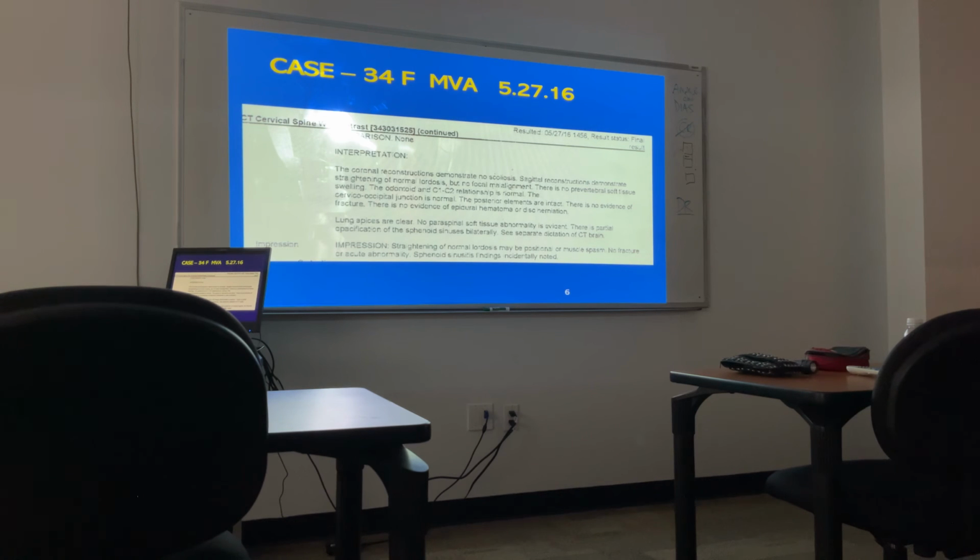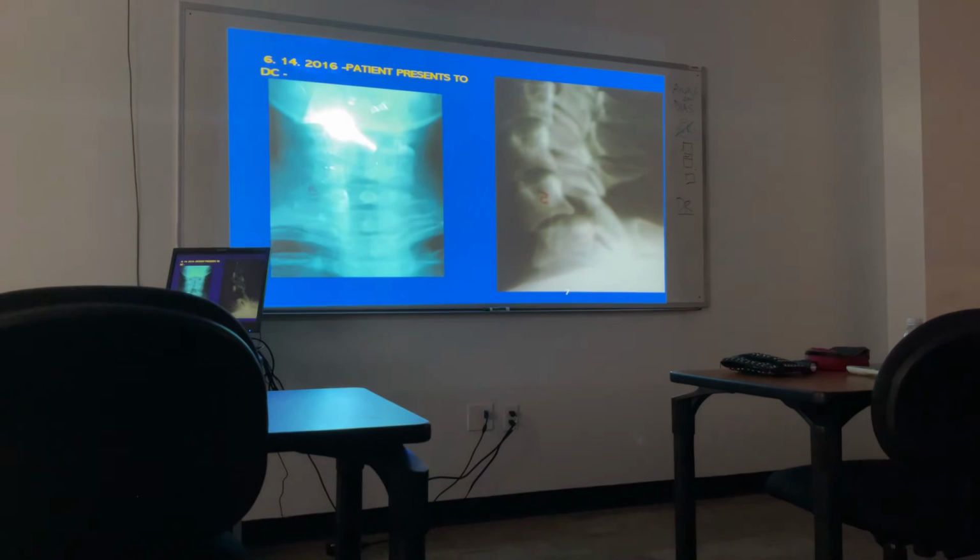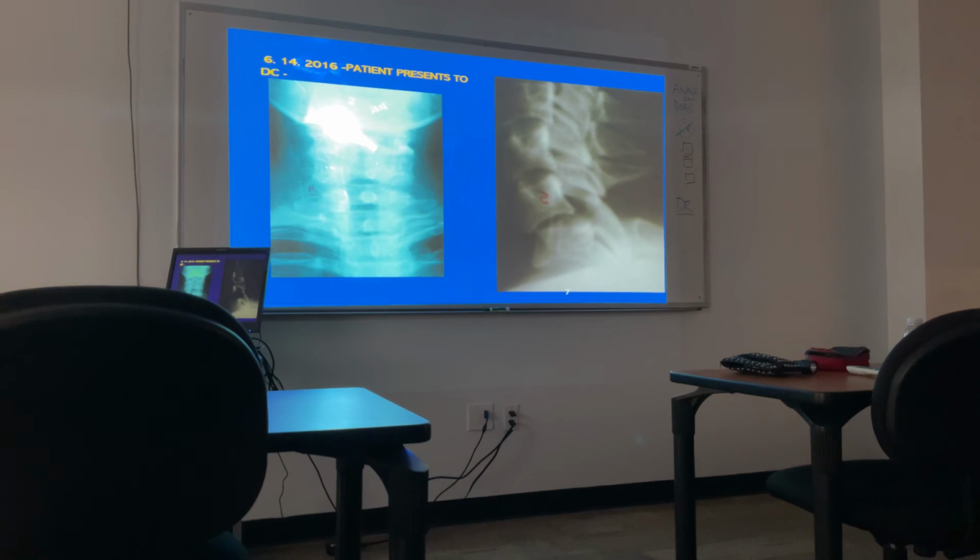What was the diagnosis? No fracture, no acute hemorrhage. They actually did a CT scan of the brain, and must have been the cervical spine. About 10 days later, she goes to the chiropractic physician.